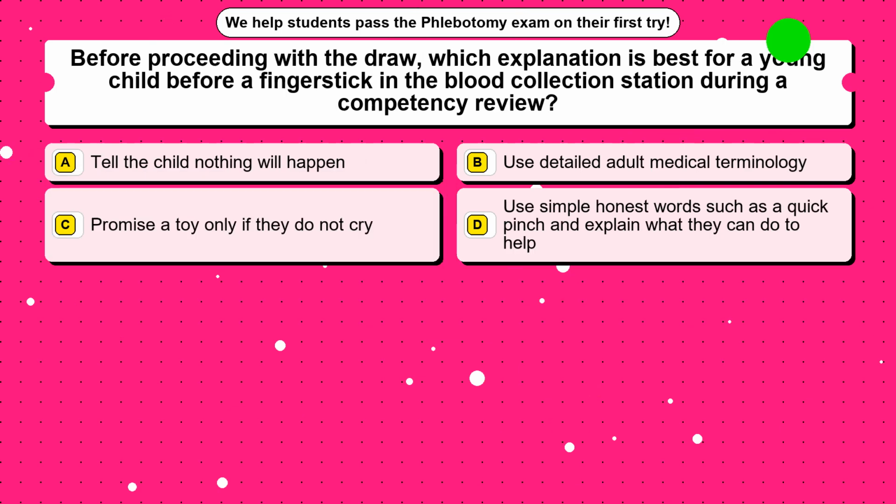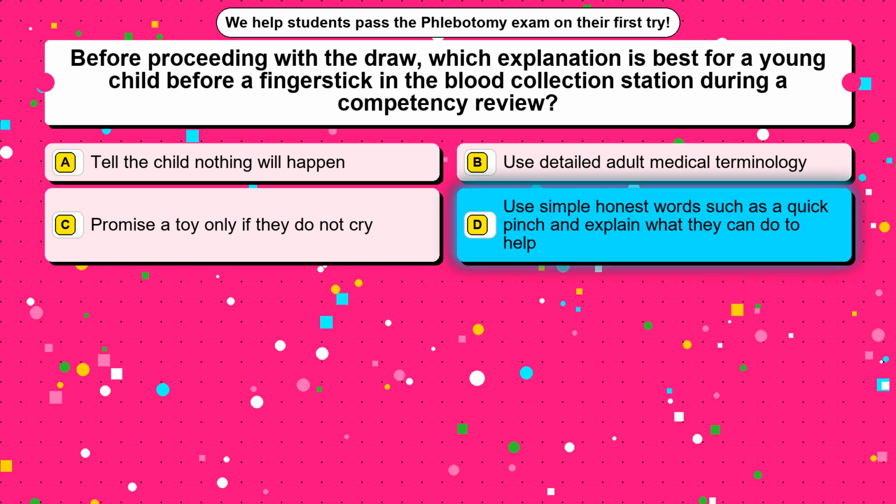Question 54. Before proceeding with the draw, which explanation is best for a young child before a finger stick in the blood collection station during a competency review? Option A. Tell the child nothing will happen. Option B. Use detailed adult medical terminology. Option C. Promise a toy only if they do not cry. Option D. Use simple honest words such as a quick pinch and explain what they can do to help.